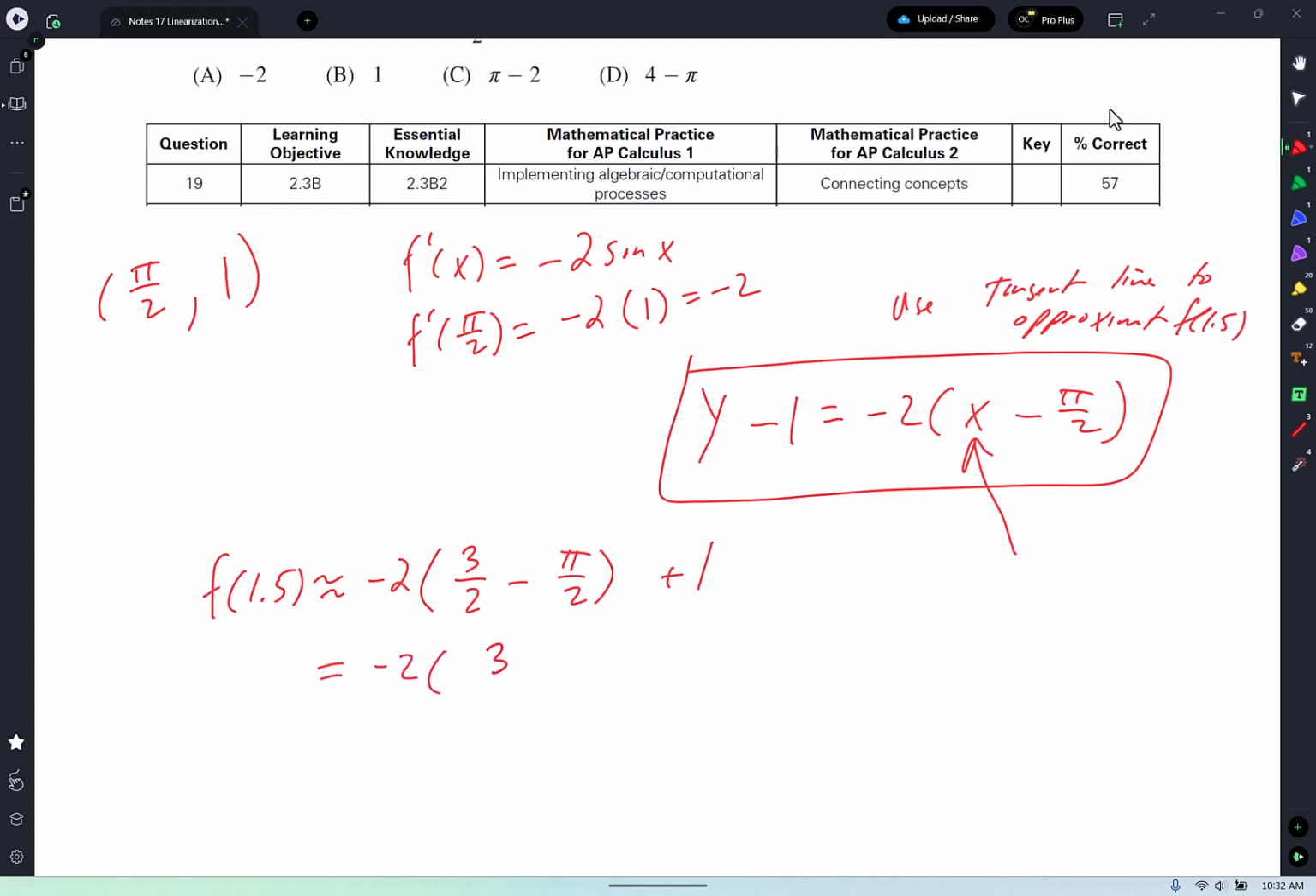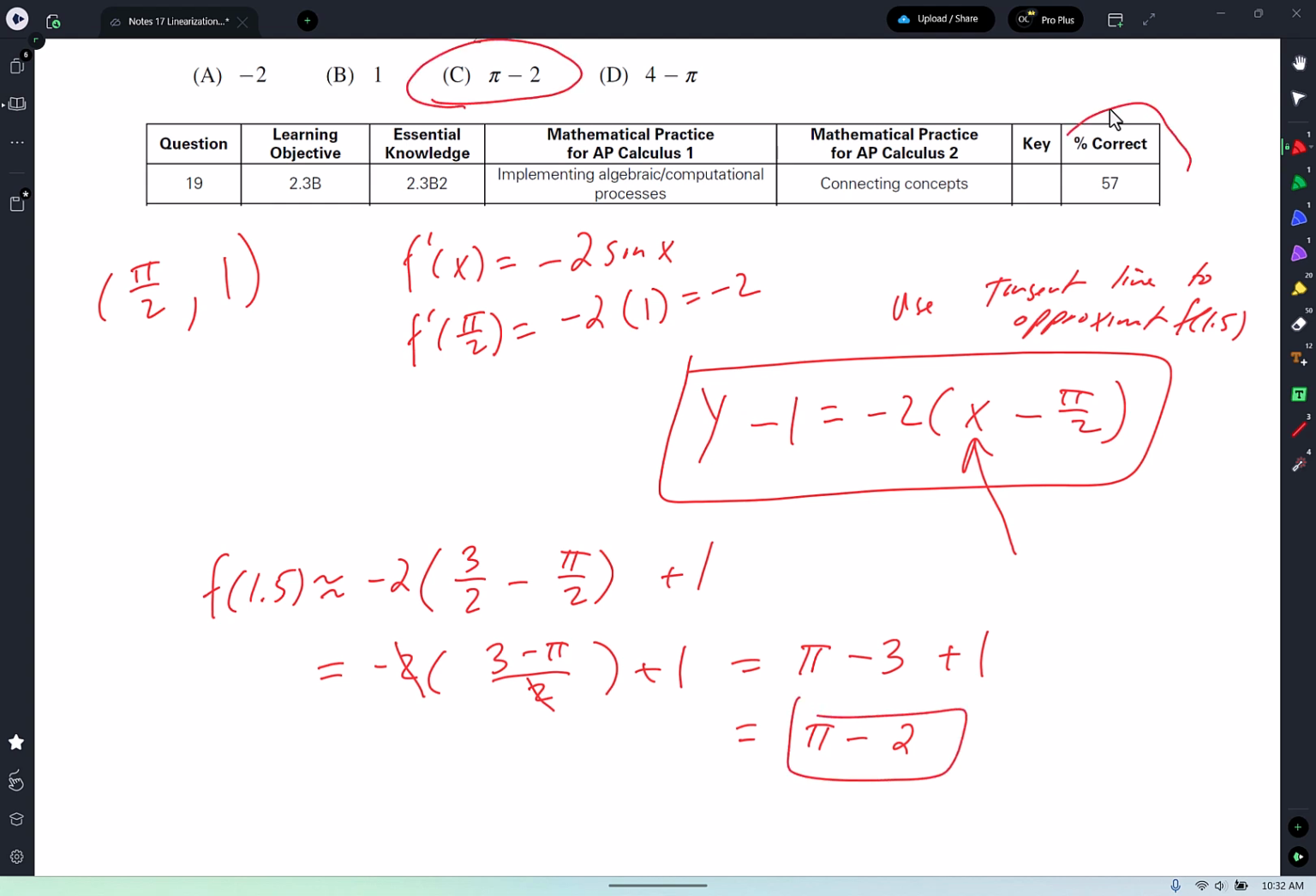Negative 2 times 3 over 2 minus pi over 2, plus 1. I'll slow down. When I distribute negative 2 times this, the 2's cancel out, but don't forget to distribute the negative. So I have a positive pi minus 3 plus 1. So pi minus 2 is the answer. 57% of the total population got this question correct.